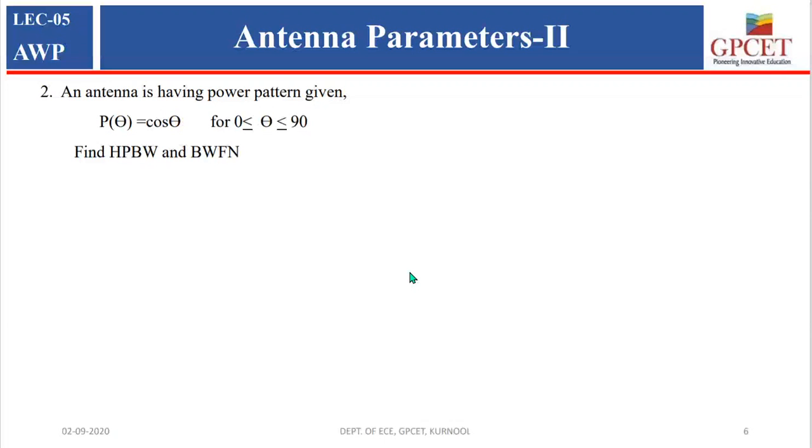So similarly, if you want to know the beam width between the first nulls, equate the given field pattern to 0, then you will get the beam width between the first nulls.